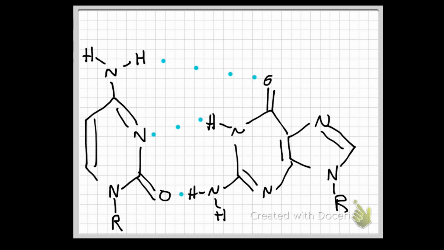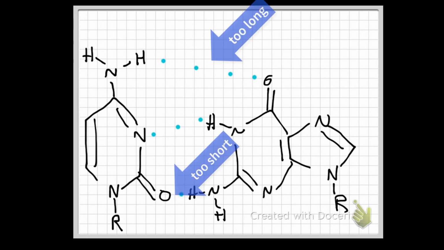And so now we see why this is the wrong way to draw a base pair. First of all, we have suboptimal H-bond angles. In addition, the H-bonds are all different lengths. Some may be about the right length, but others are either too long or too short.